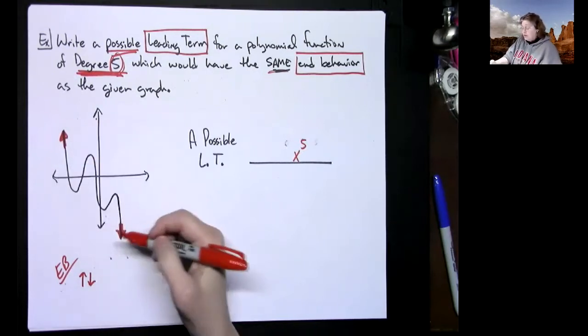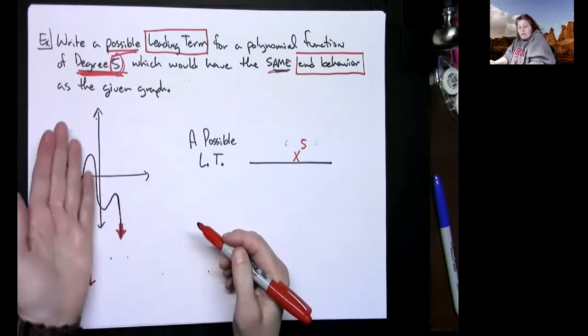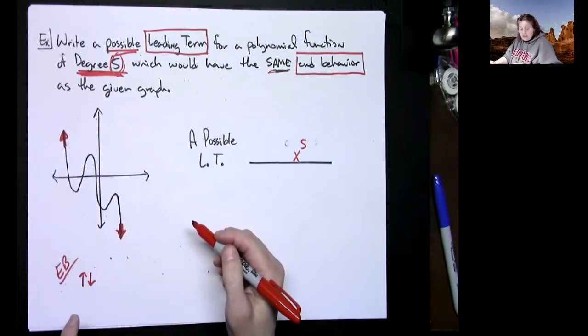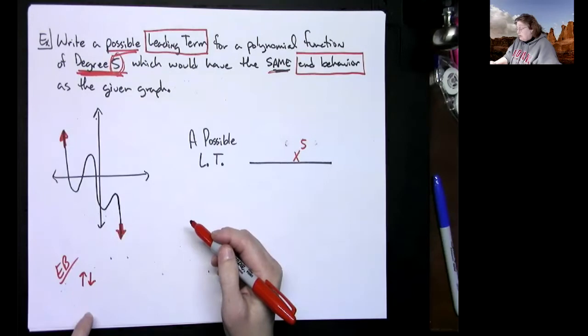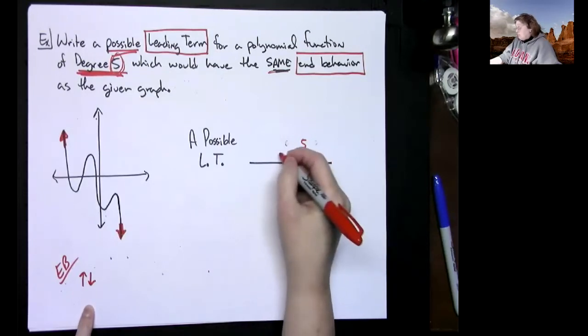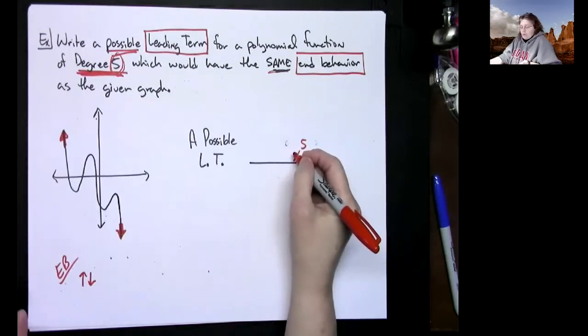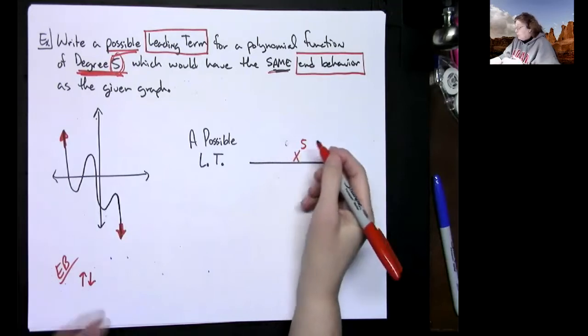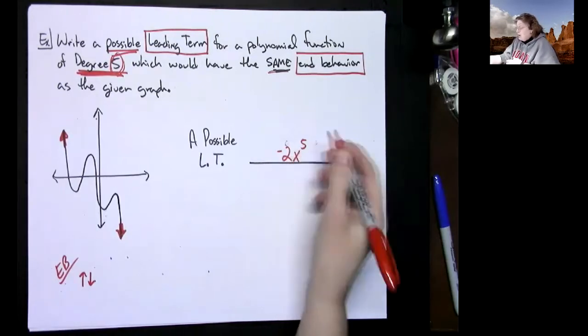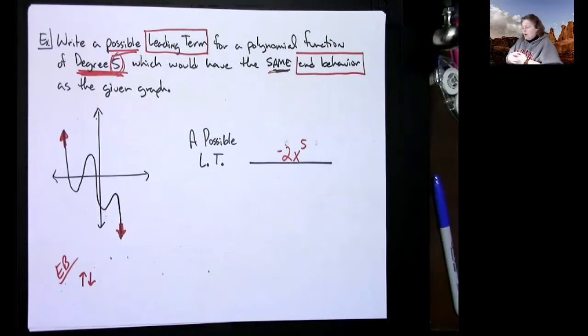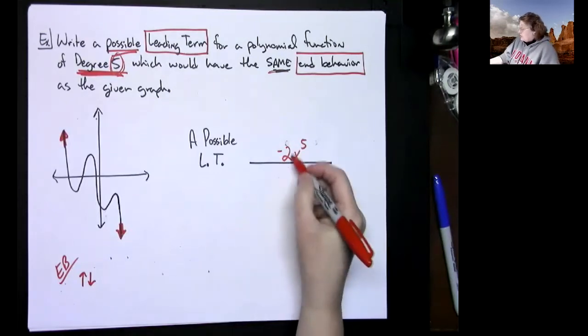All right, this is the flipped x to the 3rd, which means it does have to have a negative leading coefficient. So any number will work because we really don't know. It's just a possible one. So I could put a negative 2x to the 5th. I could put a negative 3. I could just do a negative x to the 5th if I wanted to. All right, so it's just a possible one.